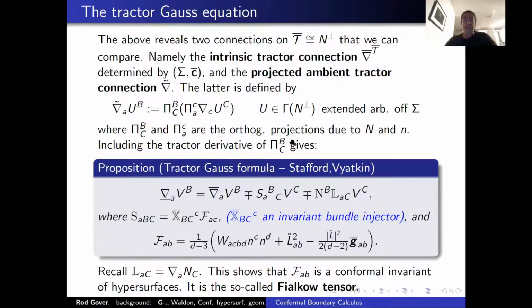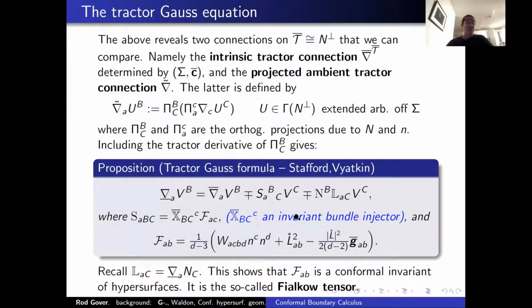So then you can use that to compute the difference between all these things, and here's the answer. So the ambient tractor connection differentiating tangentially gives you the intrinsic tractor connection plus this S term, and here was this tractor second fundamental form, the shape operator. Now these two bits here, the first two bits, those are just this projected tractor connection. So that's how it works. So the Gauss formula is like the usual one where it's just the shape operator showing up, or the second fundamental form, but it's a tractor version.